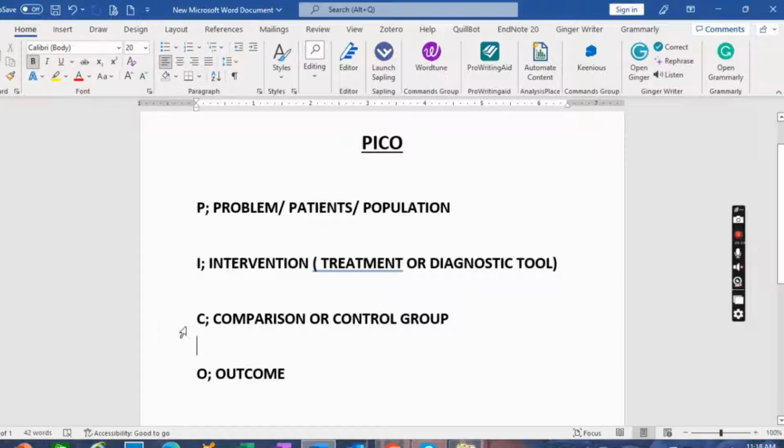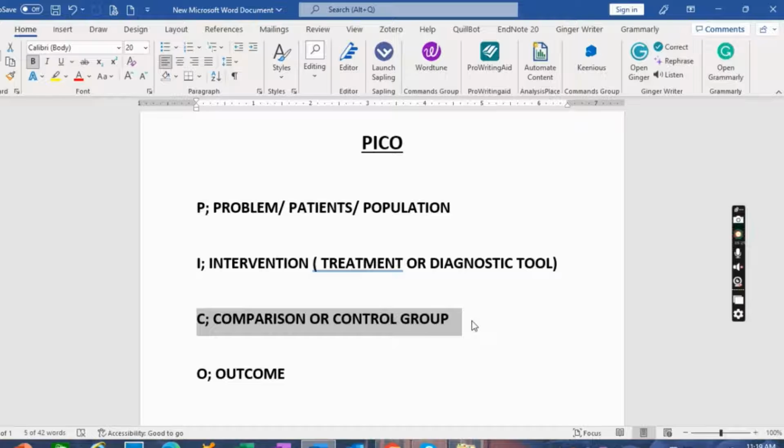Now, third thing. Third in this PICO is a C. So, what is a C? Here I have drawn. C stands for comparison or a control group. Whenever you are doing research, you have selected your P, that means your problem, your patients or population. You have selected an intervention. Now, please bring a comparison group, a control group.